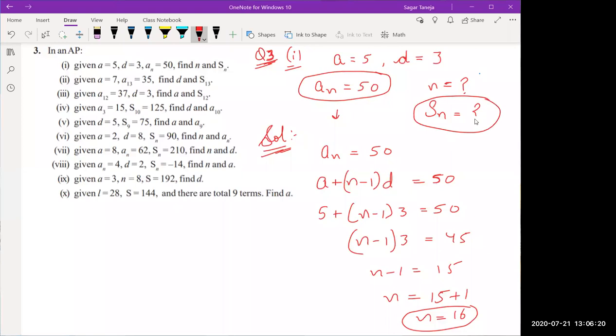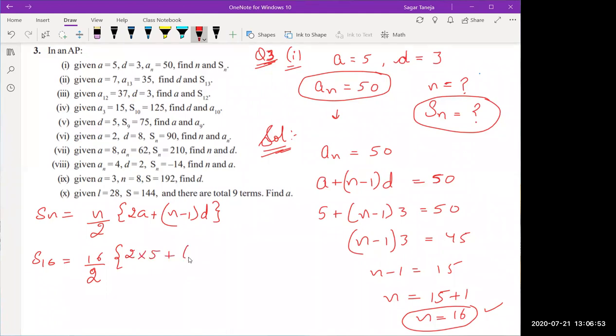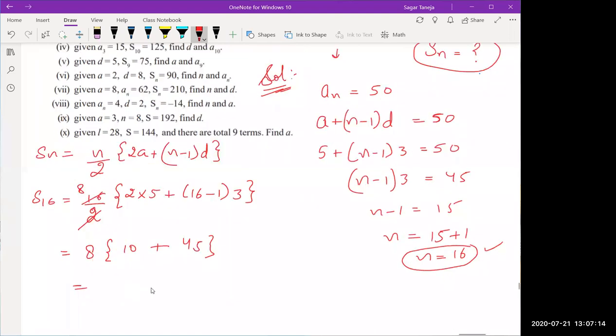In the same way, we can calculate the value of Sn, and value of Sn will be n by 2. Yesterday we did the formula. n by 2, 2a plus n minus 1 d. You can use this or you can use the other formula, a plus an, whatever. Now value of n we have calculated 16, so we have to calculate the value of S16. So 16 by 2, then 2 into a is 5, plus 16 minus 1, then d, and d is 3. Then we can cut this 8, so 8, then we have 10 plus 15 into 3, 45, is 55 into 8, and answer is 440. So S16 is 440.